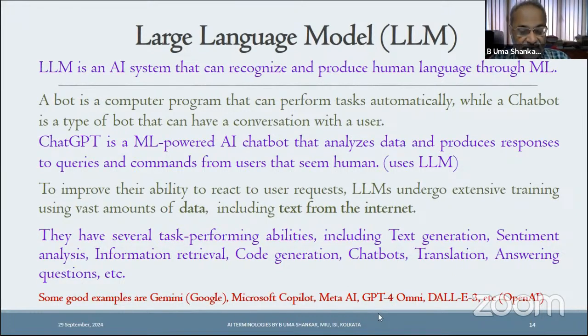ChatGPT is a machine learning powered AI chatbot that analyzes data and produces responses to queries and commands from users that seem human. To improve their ability to react to user requests, large language models undergo extensive training using vast amounts of data, including text from the internet. They have several task performing abilities, including text generation, sentiment analysis, information retrieval, code generation, chatbots, translation, and answering questions. Some good examples you encounter every day now are Gemini, Microsoft Copilot, Meta AI, etc.